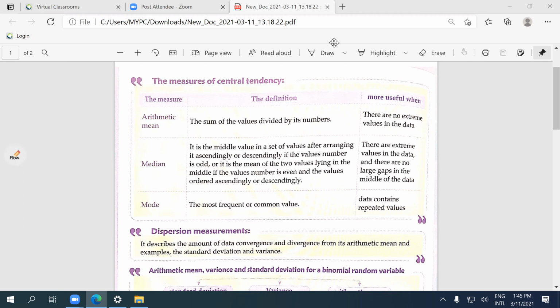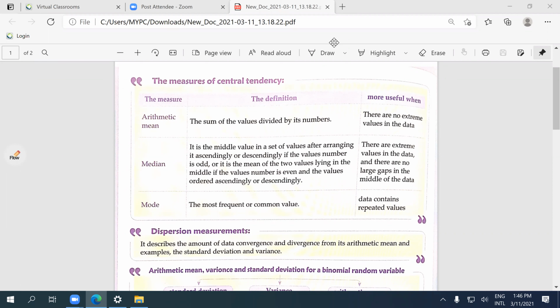To measure the center of tendency, we have three main measures. The first is the arithmetic mean, the second is the median, and the third is the mode. What is the arithmetic mean? The arithmetic mean is the sum over the total number of values. It means if I have 5 values, as I said, you will add 9 plus 9 plus 8 plus 9 plus 10 over their number. We have 5 numbers, so you will divide by 5.